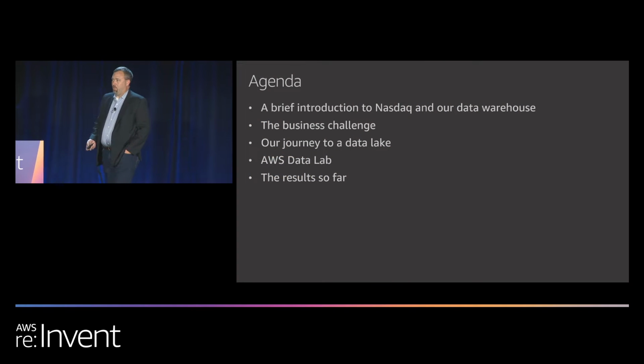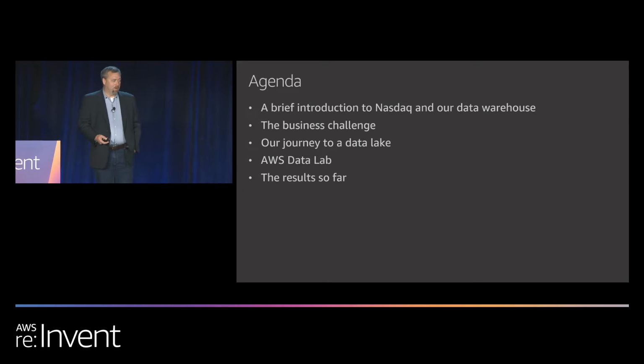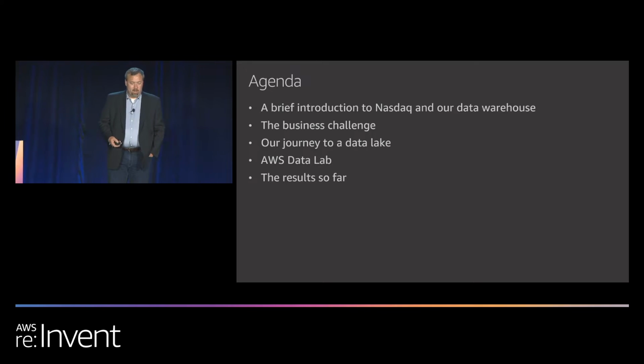So today I'm going to start with a brief introduction of Nasdaq and our data warehouse and talk about some of the business challenges that we've faced with that solution. We'll talk about our journey to a more modern data lake solution. And of course, that journey itself had issues of its own. And so George will come back and talk to us about the AWS Data Lab, which played a central role in addressing some of those issues that we faced. And finally, I'll come back and wrap up with a review of some of the results that we've seen so far.